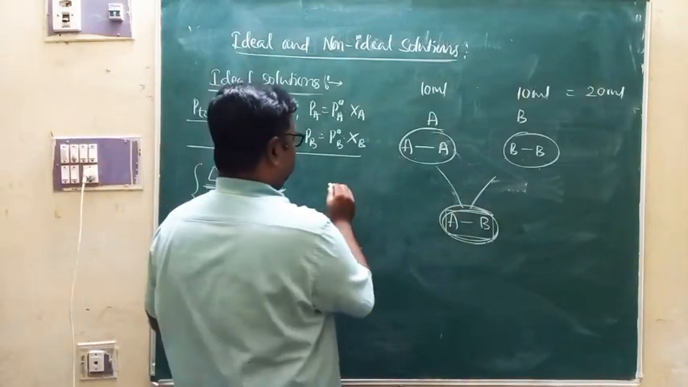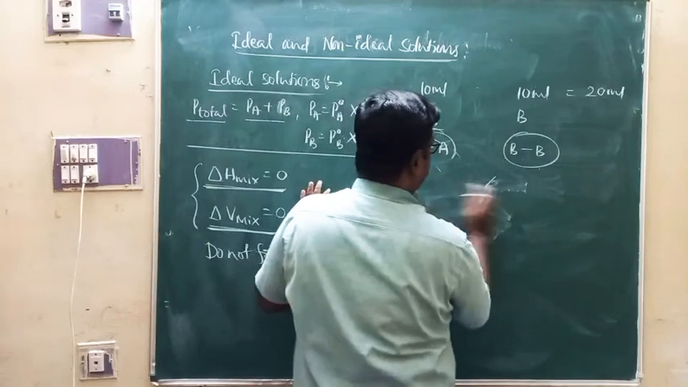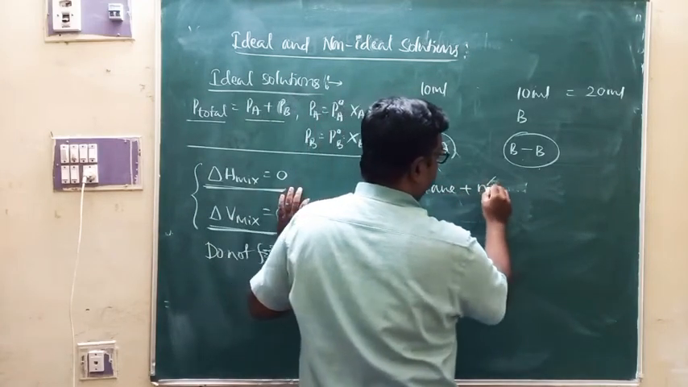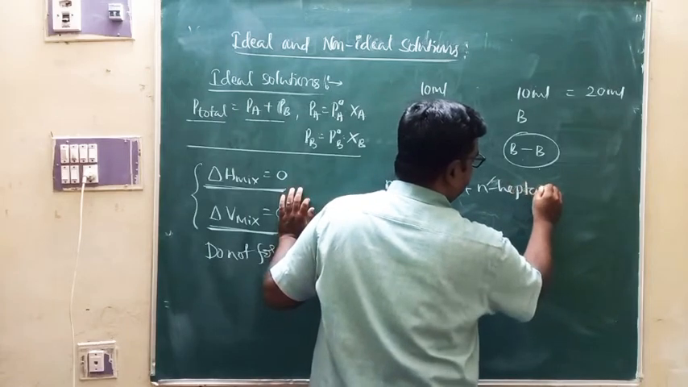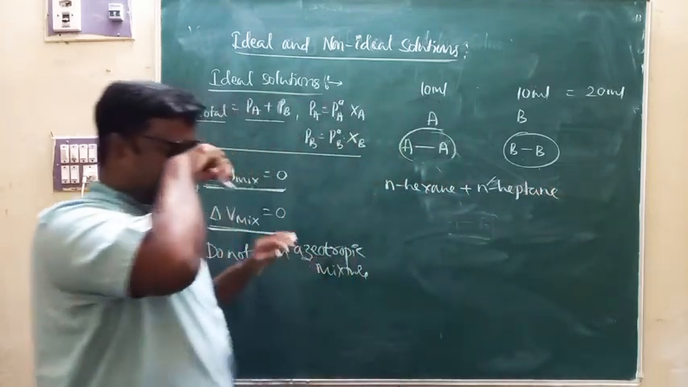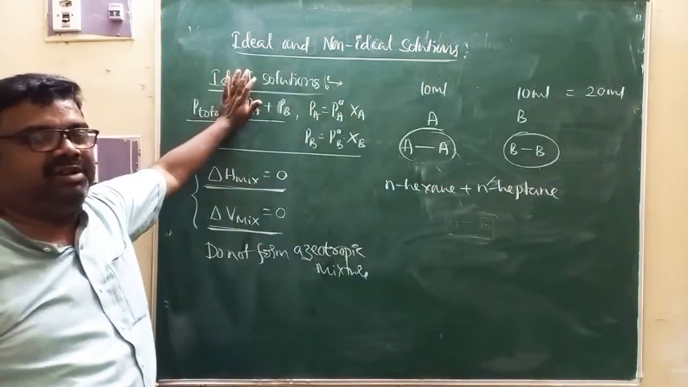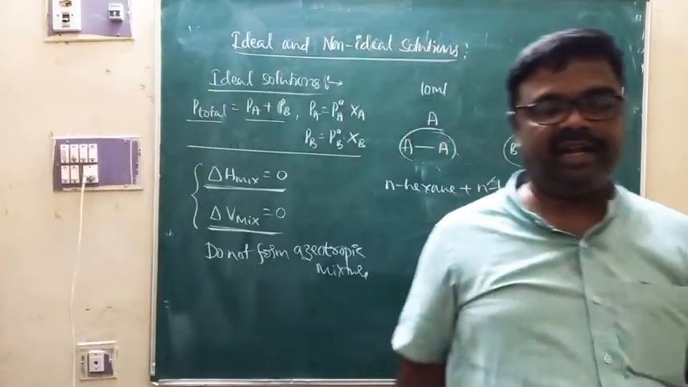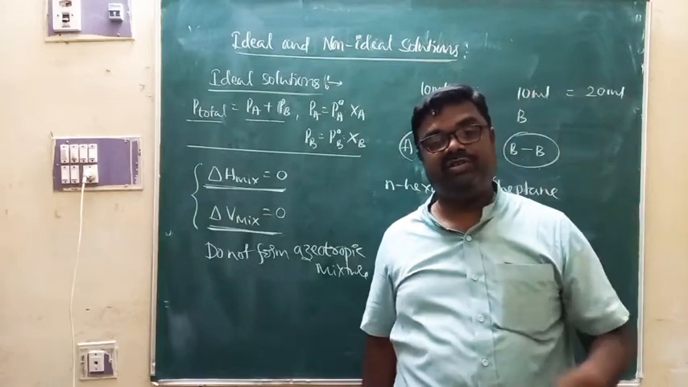For example, we have molecules like n-hexane plus n-heptane. Two liquids with almost similar structure will form ideal solutions. If the structural properties are the same, interactions among the molecules will be the same.